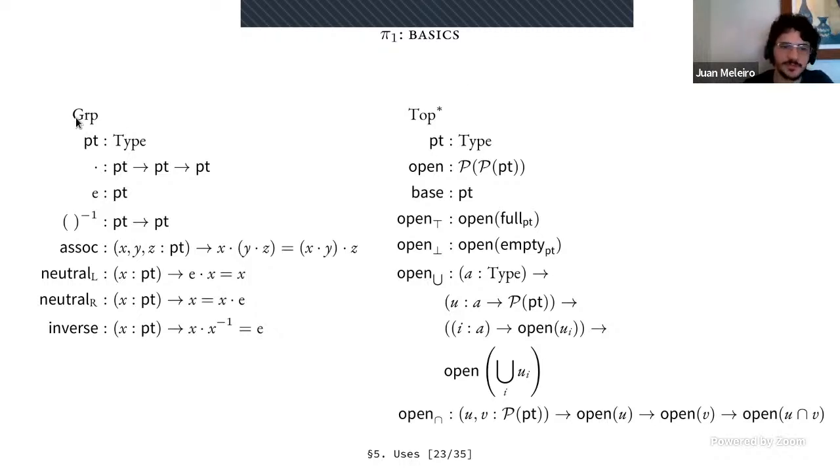The theory of a group looks like what you would expect. We have a type of points, we have a product, we have a neutral element, an inverse, and then four axioms. And similarly, the theory for a topological space is given by a type of points, a family of open sets, a base point, such that open, you can think of open as a predicate. The power set is just a predicate on elements. So we are saying that that predicate is valid over the full space, over the empty subset, that for an arbitrary union of open subsets, we have an open subset, and the binary intersection. This is just the usual way we do basic topology.